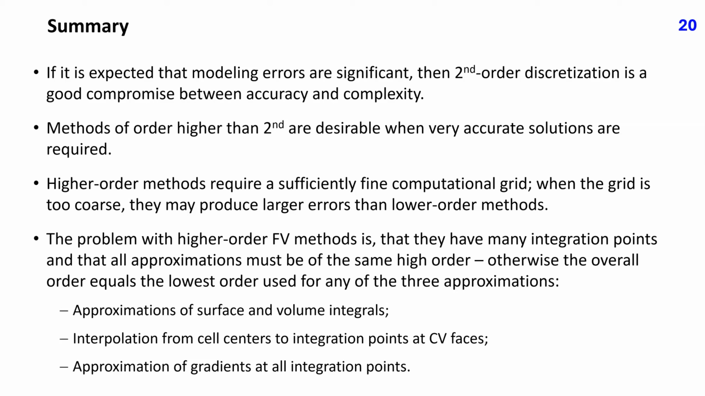The problem with high order finite volume methods is that they have many integration points and that all approximations must be of the same high order: approximations of surface and volume integrals, interpolation from cell center to integration points at CV faces, and approximation of gradients at all integration points. If for any of these approximations a method of lower order is used, the overall order reduces to the lowest order used in any of these 3 steps.